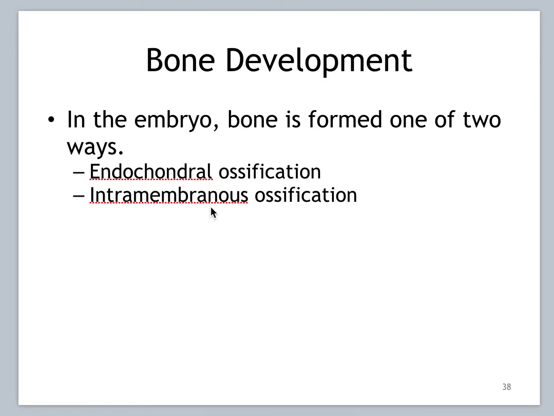There are two ways that bone is formed. One is called endochondral ossification and the other is intramembranous ossification. The term ossification basically means bone development or bone production.